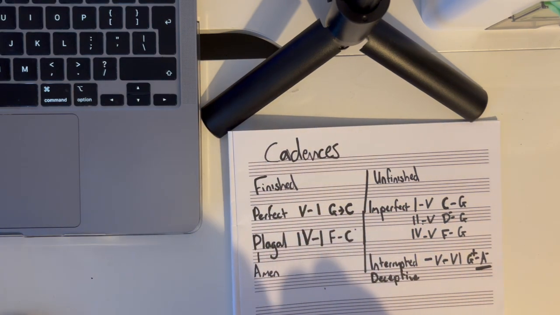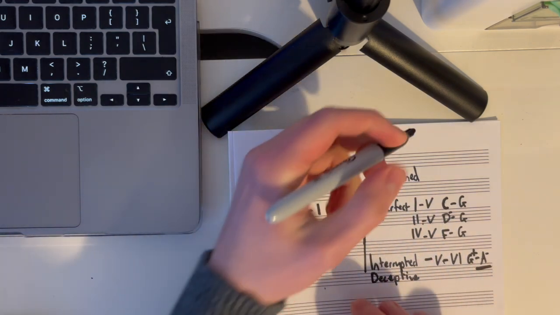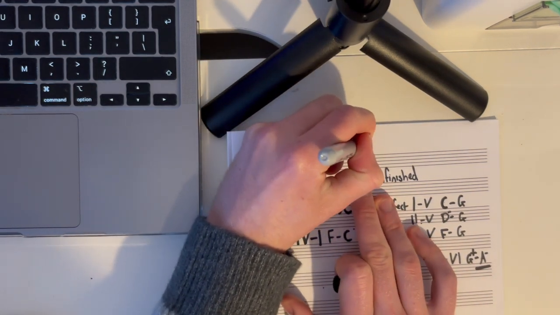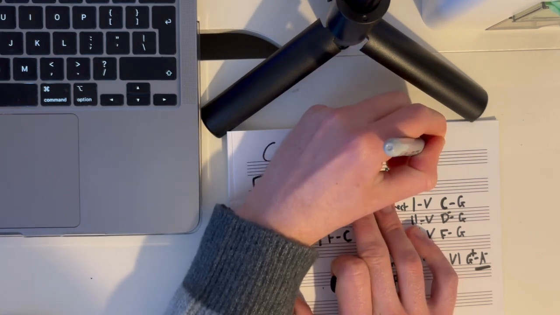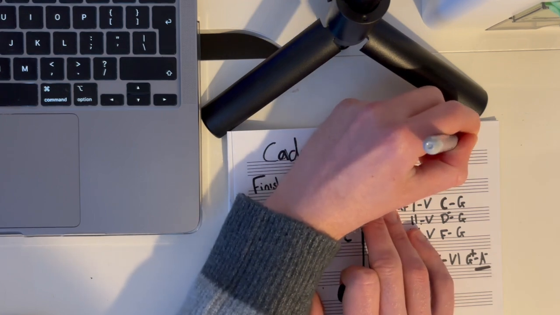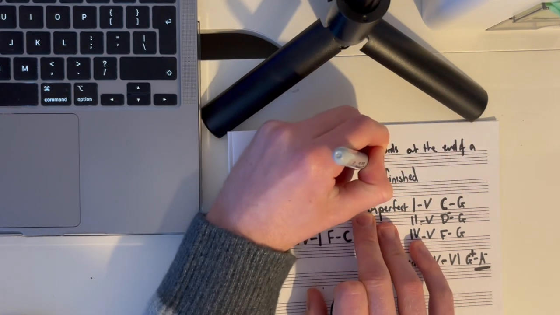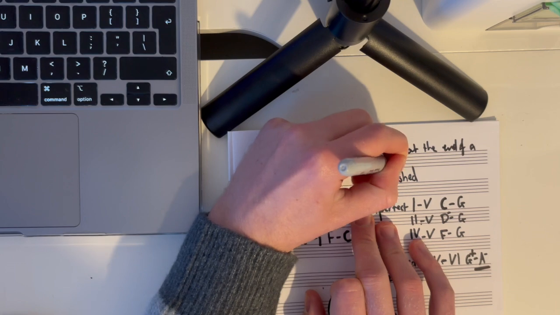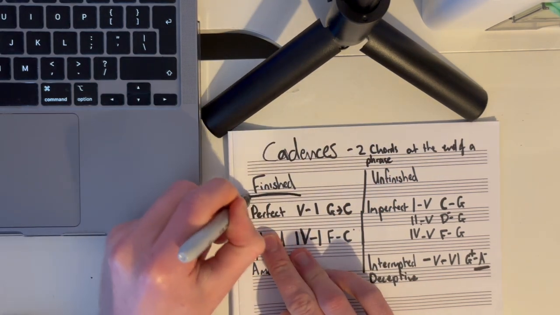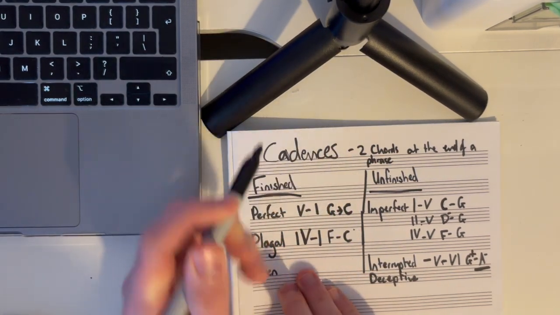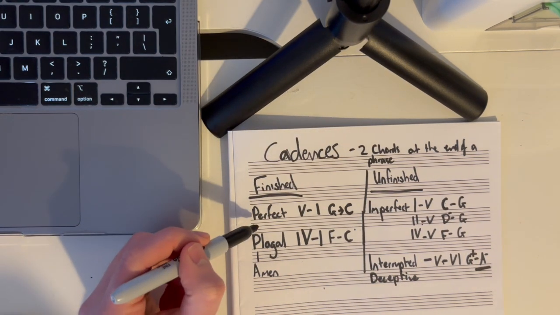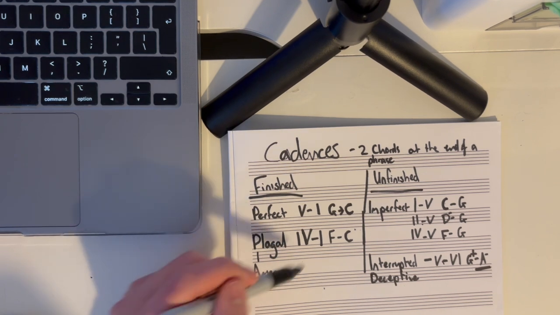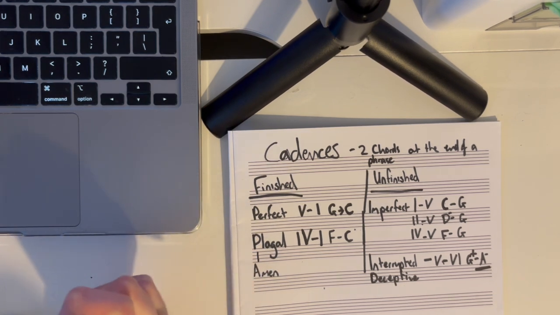Okay, so I hope you enjoyed. Let's just recap that real quick. A cadence is the ending to a phrase, so it's 2 chords at the end of a musical phrase, and they can either be finished or unfinished. So 2 chords at the end of a phrase, finished or unfinished. We have got the perfect and plagal. These are our finished ones, and the plagal one sounds kind of religious.